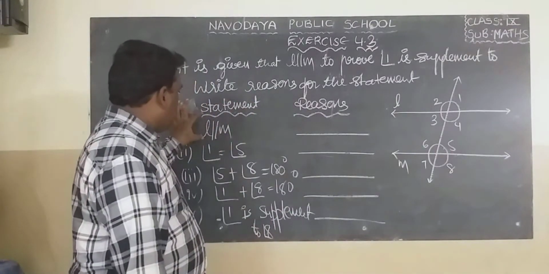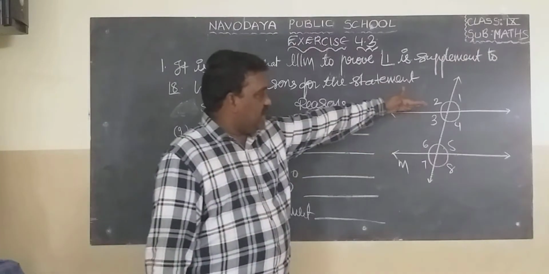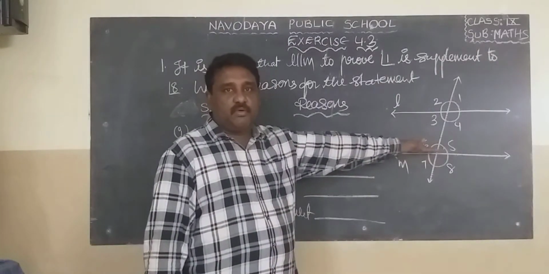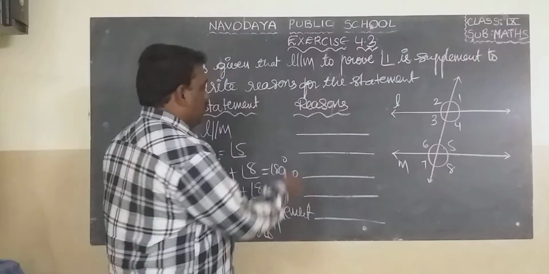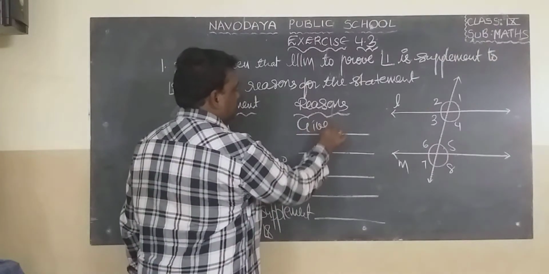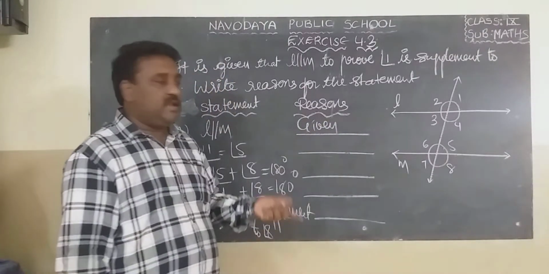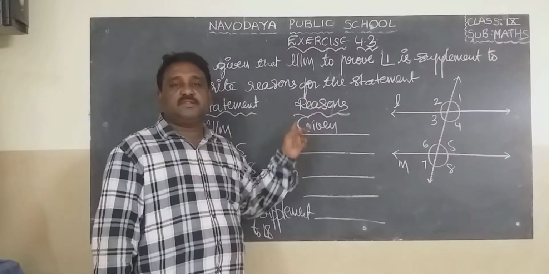See the first one, L is parallel to M. This is line L. This is line M. They are parallel to each other. So it is given. What is the reason? Given. L is parallel to M is given.